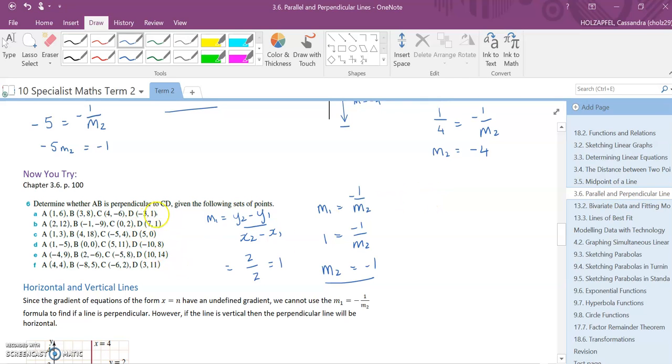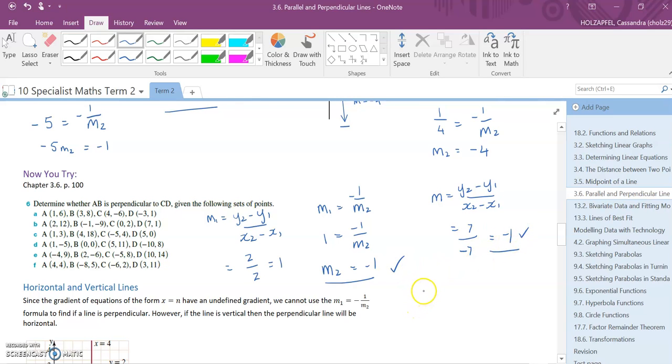For this one, I'm going to call this my point 2, and this one my point 1. So again, we're just going to use that formula, y2 take y1 over x2 take x1. Now, this is going to be 1 take away negative 6, which is going to be 7. And then we're going to have negative 3 take away 4, which is going to be negative 7. So my gradient for this particular line is going to be negative 1, just like we thought.